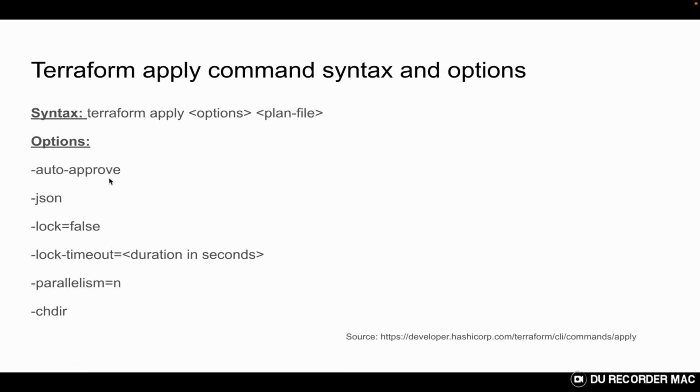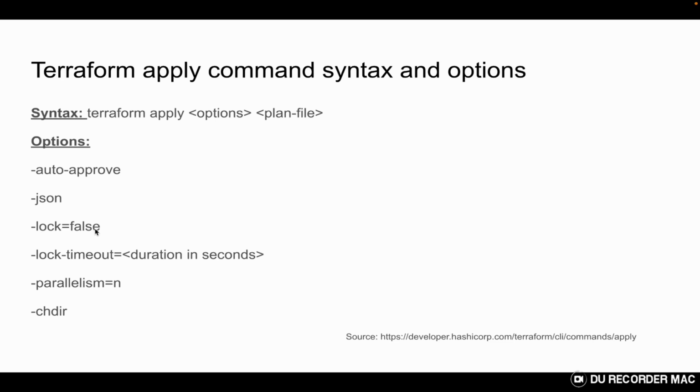First is the auto approve, wherein the apply command will not ask for any approval before applying the changes. And second is the JSON option, where the apply command will start giving you all the outputs in JSON format, which can be used for automation, like whenever you use Terraform in, say, your DevOps pipelines. In those cases you can configure the apply command to output JSON, which you can use to automate your entire infrastructure as code workflow.